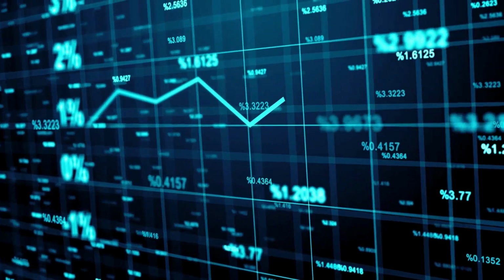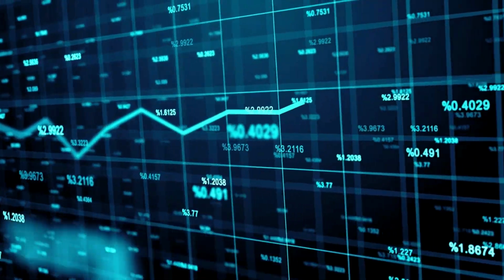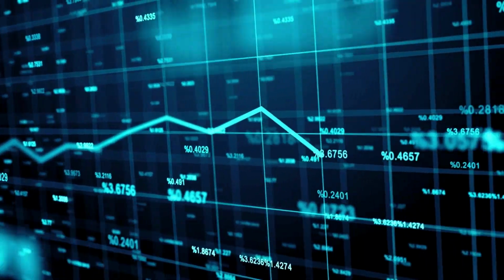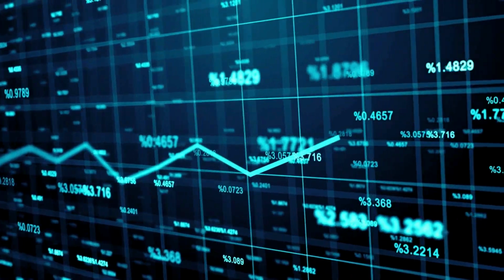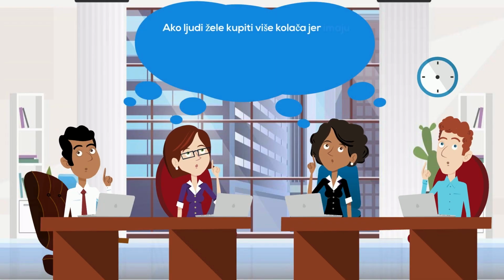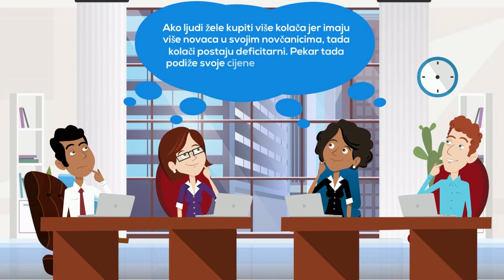Inflation means that products become more and more expensive. This happens when people have more money than there are goods. For example, if people want to buy more cake because they have more money in their wallets, the cake can become scarce. The baker then raises his prices because people are willing to pay for it.